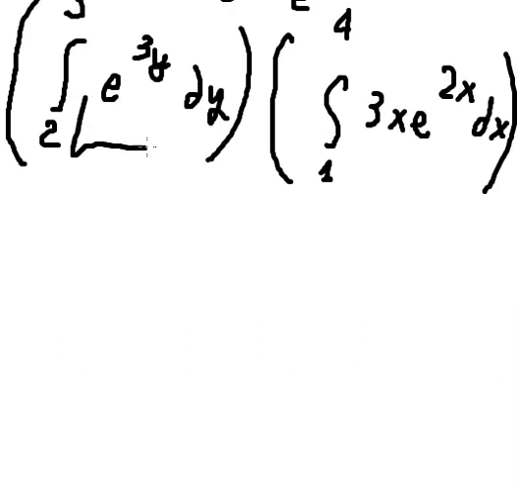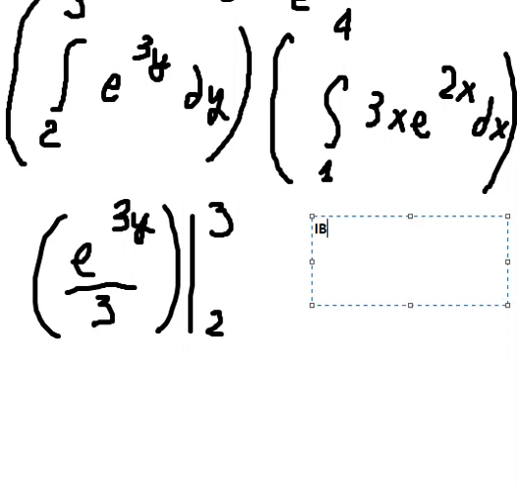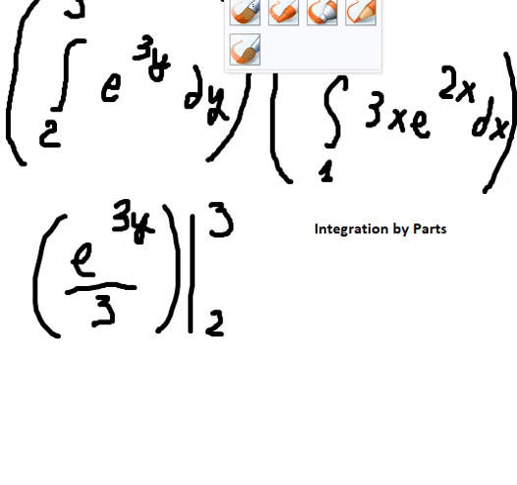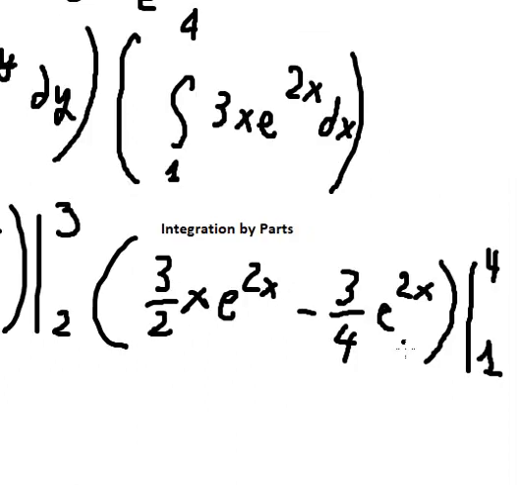So the integration of this one, that is about e to the power of 3y over number 3. And we put the bounds from number 2 to number 3. This one we can use integration by parts. So if we use this way, we will have like this. So we got this one.